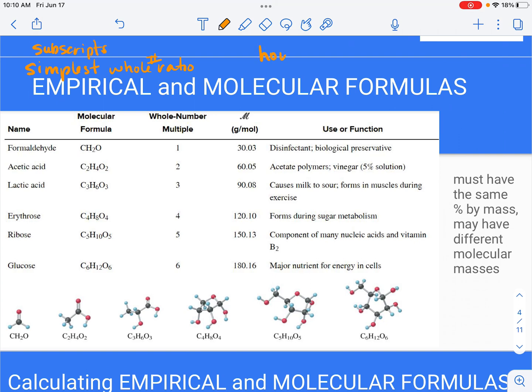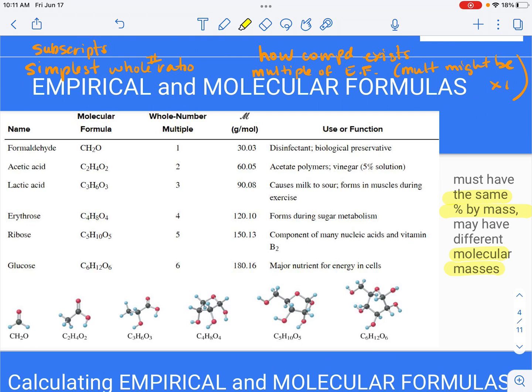Molecular formulas are how the compound really exists. It could equal the empirical formula, or it could be a multiple of the empirical formula. So we always think of it as a multiple of the empirical formula, and the multiple might be times 1. In other words, they may be the same, but it's always a multiple. So because of that, they will have the same percent by mass. So it doesn't matter, percent by mass doesn't tell you anything about whether or not you have an empirical or molecular formula. You have to know the molecular mass to know whether you're talking about the empirical or molecular formula.